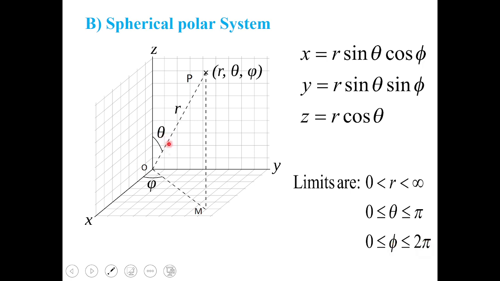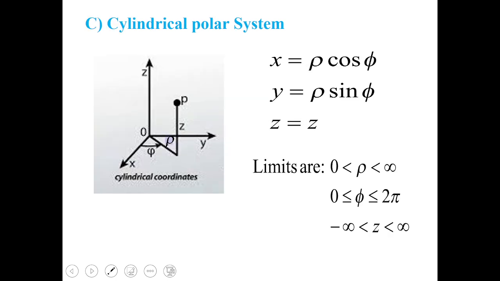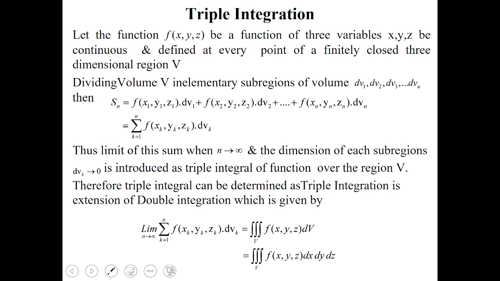Theta is an angle which is made with the positive z axis only, so that's why the limits are 0 to pi. And for phi, a complete rotation is considered here, and the limits for phi are 0 to 2 pi. Now, cylindrical coordinates, we will not take a single problem using the cylindrical coordinates.